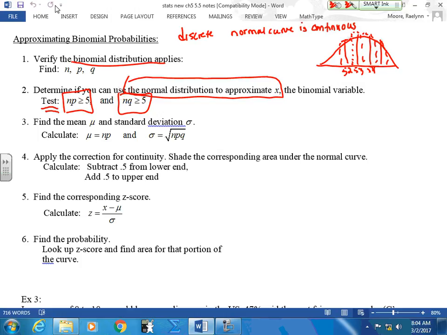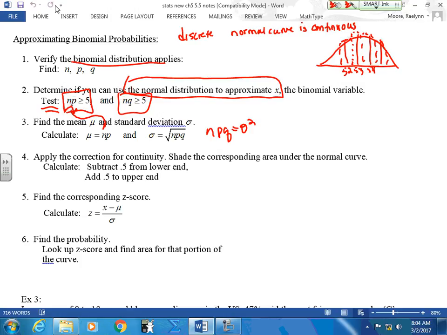Okay? After that, once it passes this, notice this already is your mean. You already found your mean: N times P. N times P times Q is your variance. So all we have to do is take the mean, multiply it by Q. There's our variance. And take the square root of that, and that's your standard deviation. Those are the two pieces we need, a mean and a standard deviation.